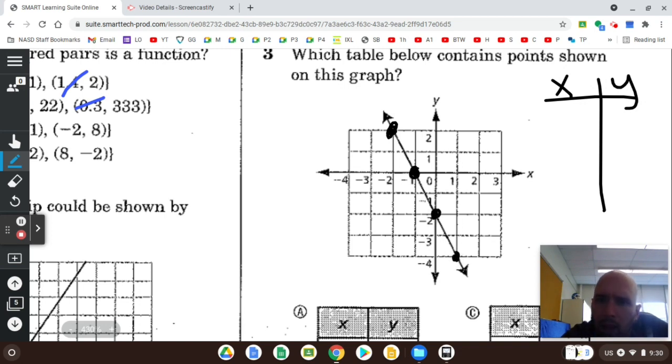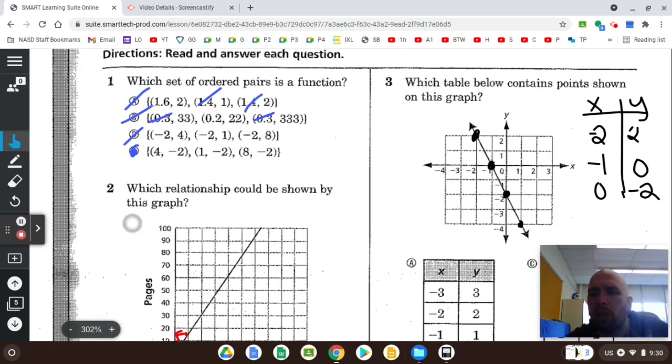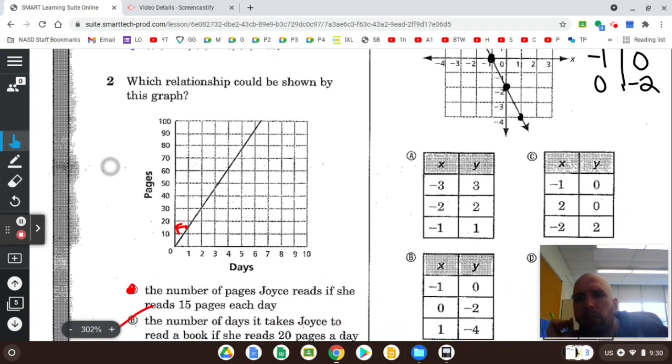So I've got -2, 2. I've got -1, 0. I've got 0, -2. And I'm out of room. So let's see which ones seem to fit that description. -3, 3. I don't know.